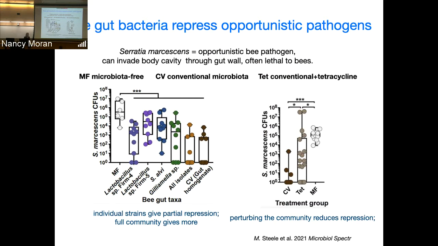So basically, this is one example. This is from Margaret Steele, a former grad student that I shared with Marvin at University of Texas. She's now at WashU doing a postdoc. And she and others have done these kind of experiments repeatedly. We get these protective effects.